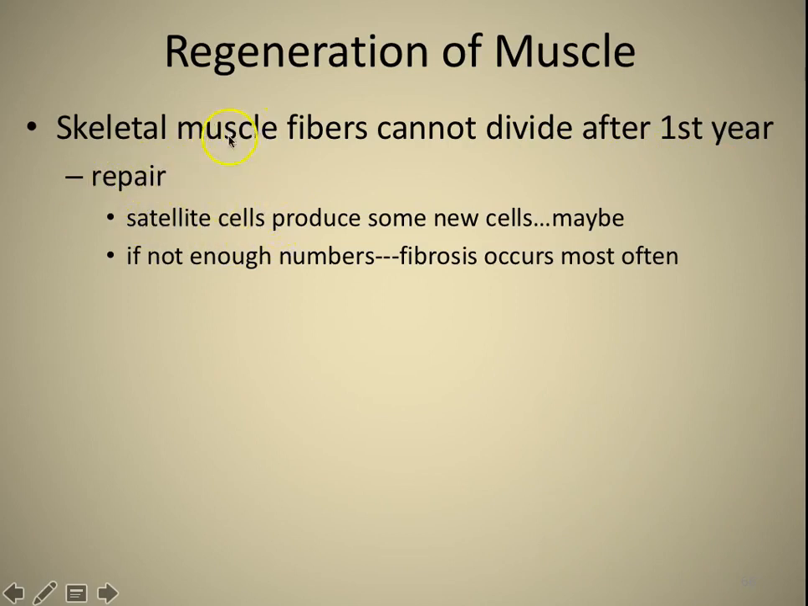So if you damage a skeletal muscle fiber, these satellite cells will help repair it. However, if you damage it to the point where cells die, these satellite cells sometimes will turn into muscle cells, but not always. Most often, if you damage a muscle, you simply get scar tissue. And again, if the damage is just too great, fibrosis, that's scar tissue formation.